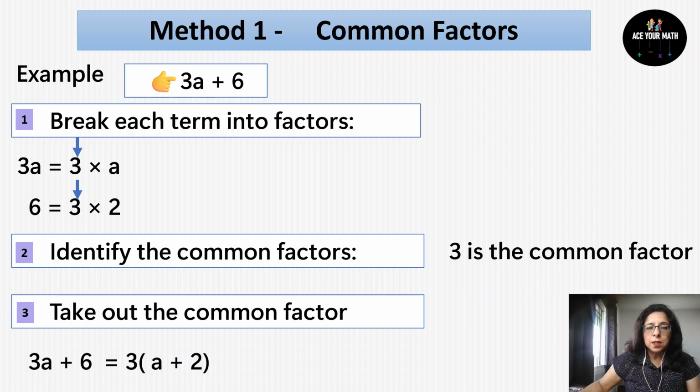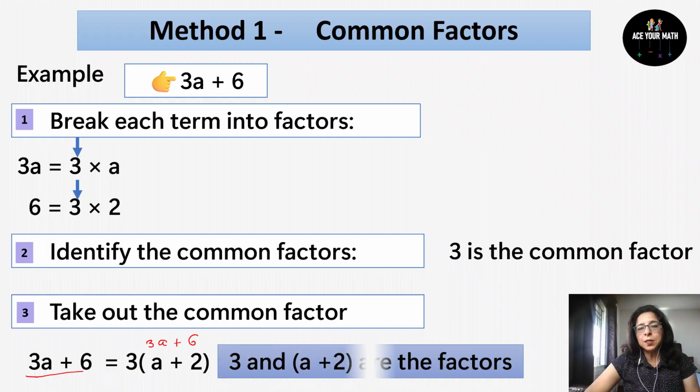How do you do this? See, if you take out 3 outside, and if you open this bracket, it will become 3a plus, again you will multiply this 3 by 2, so it will become 6. So again you will get the same expression. So you can just cross check it. It means you have taken 3 outside, it is the correct common factor which you have taken. Now after that, what are the factors here? 3 and a plus 2 are the factors of the given expression. So this is how you solve by the common factor method.